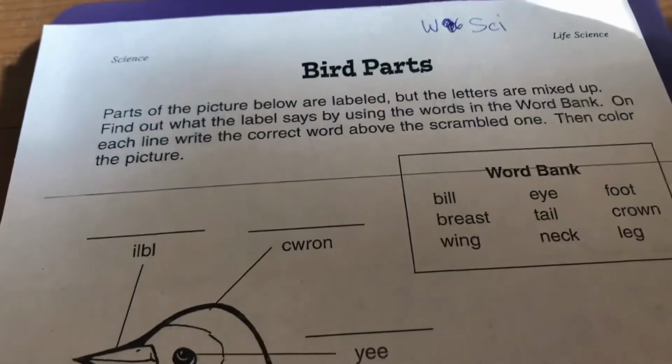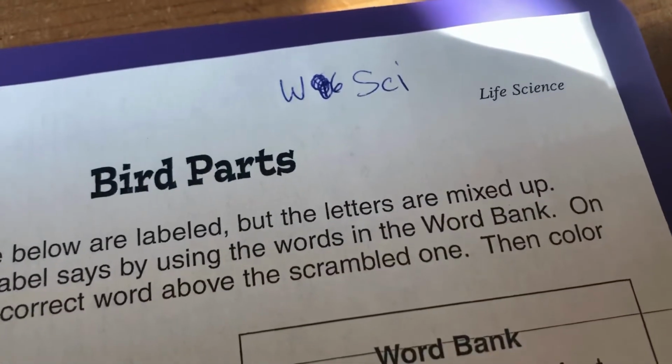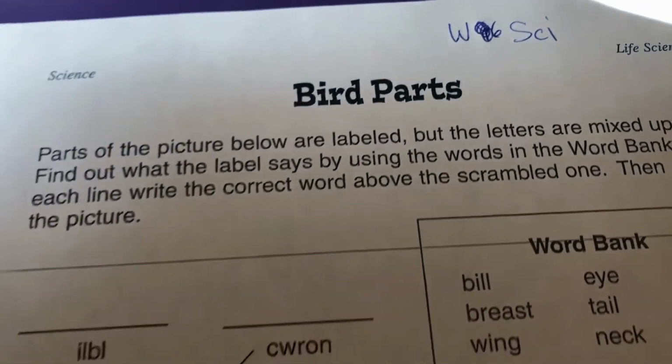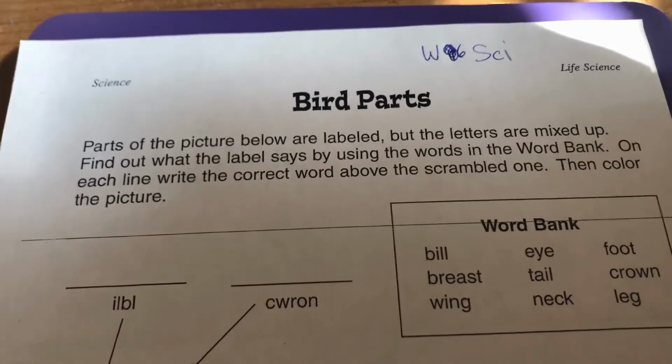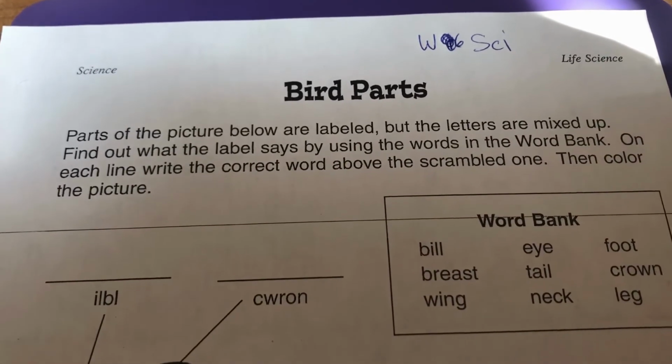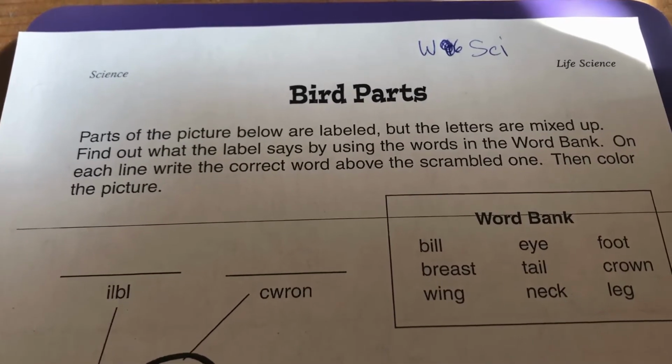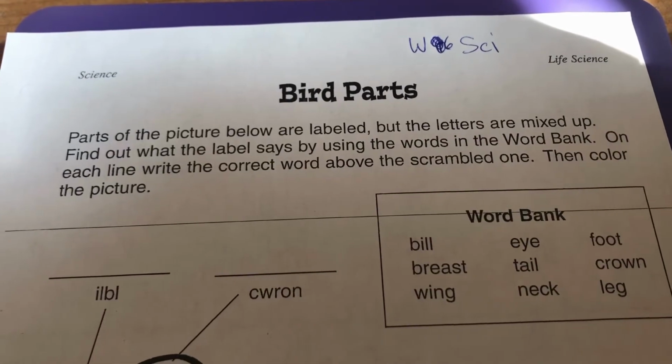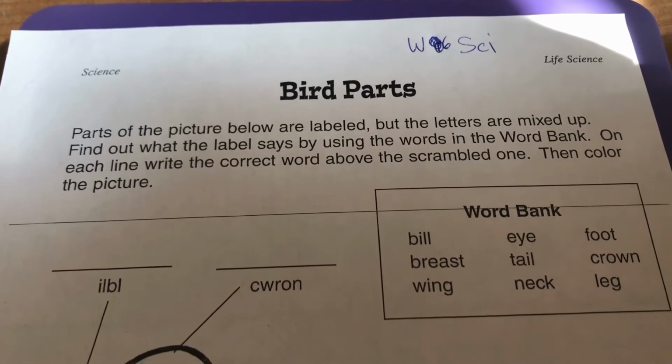This is our activity for today. It's labeled under Week 6 Science, and it's bird parts. So it says parts of the picture below are labeled, but the letters are mixed up. Find out what the label says by using the words in the word bank. On each line, write the correct word above the scrambled one, then color the picture.